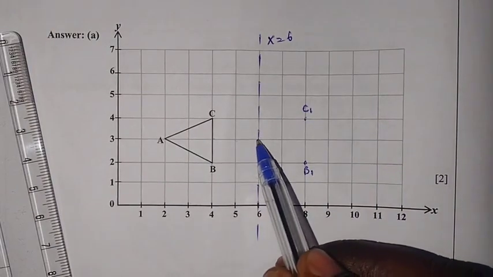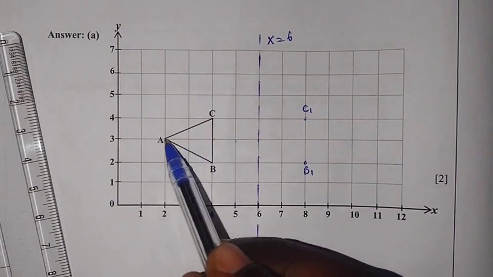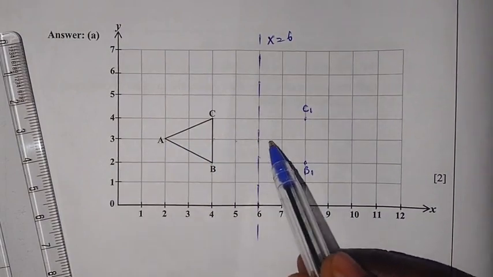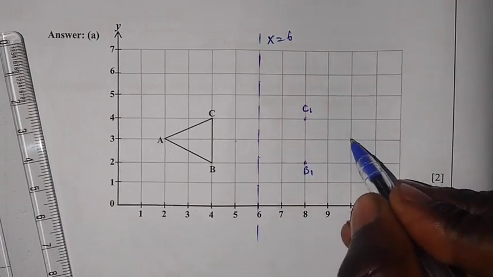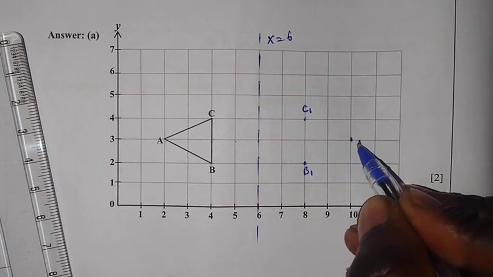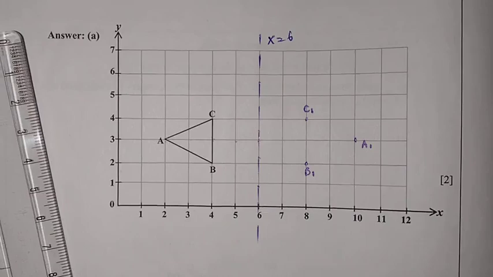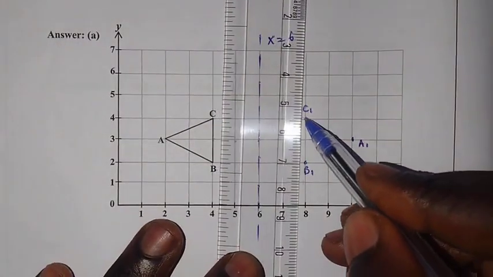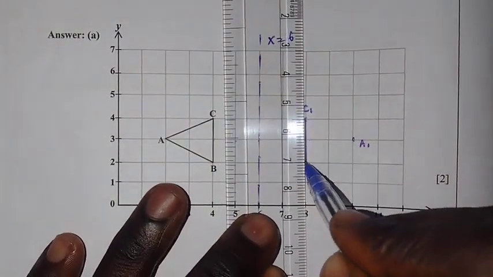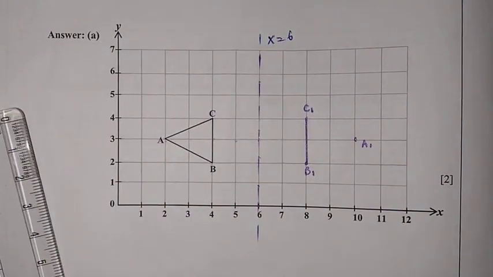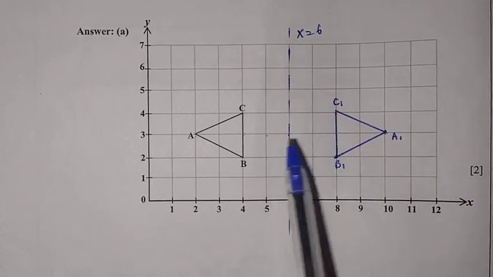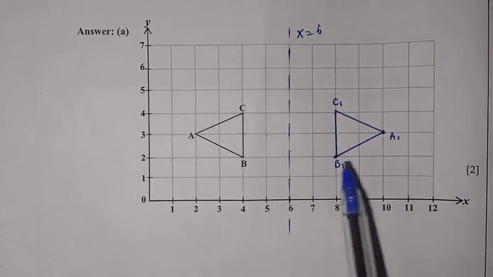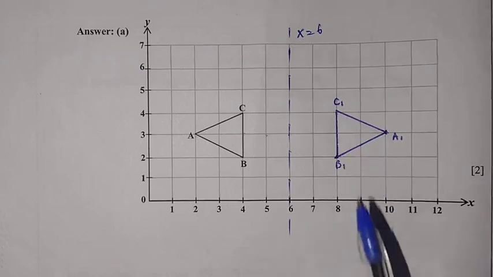Then you come from here, 1, 2, 3, 4. You count from here 1, 2, 3, 4. I hope it's clear there. This is where you are going to have A1. It's just a matter of connecting these points, as you can see. So this is our answer: the triangle into which ABC was mapped, A1, B1, C1. So we have answered our question A.